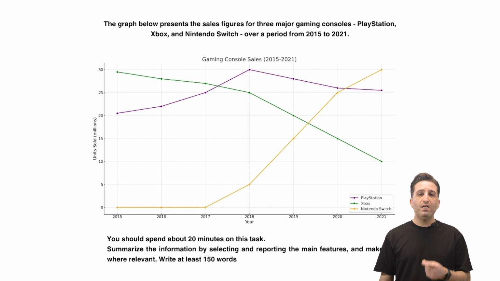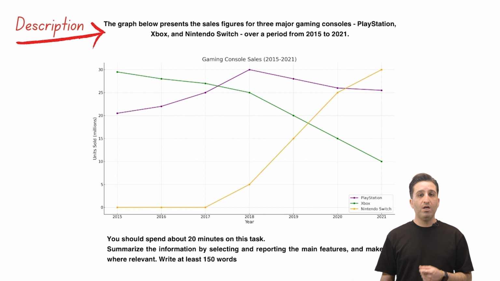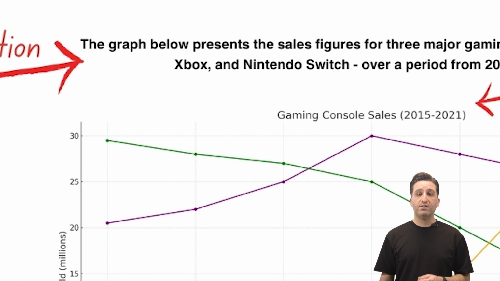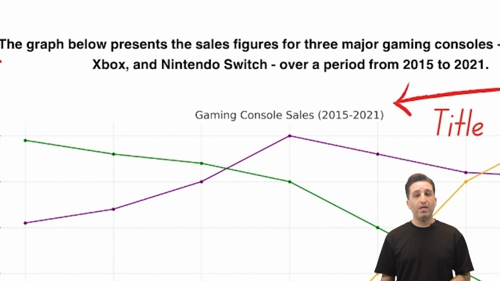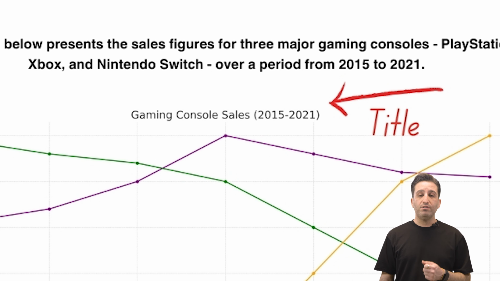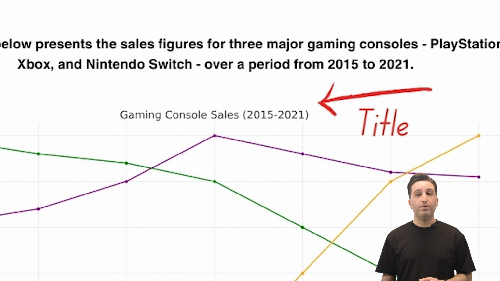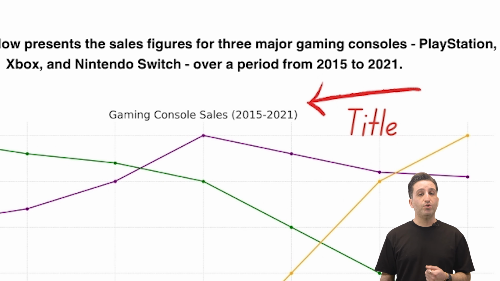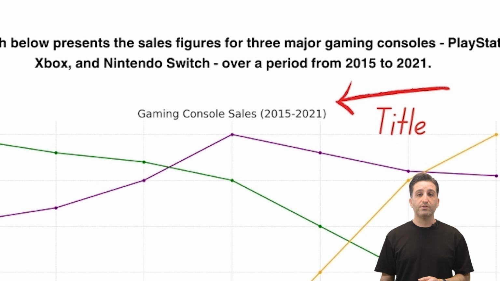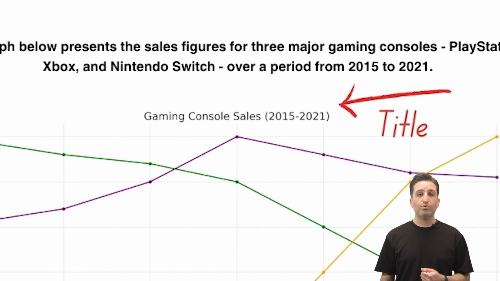For instance, let's take this line graph. You should first look at the description, the title, and the graph itself. The description says, the graph below presents the sales figures for 3 major gaming consoles: PlayStation, Xbox, and Nintendo Switch, over a period from 2015 to 2021. The title goes Gaming Console Sales 2015 to 2021.